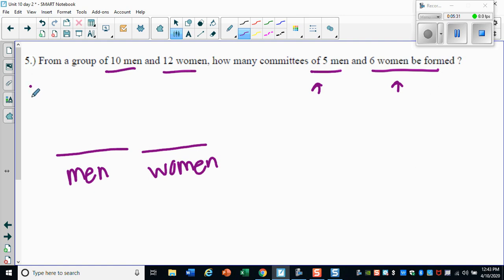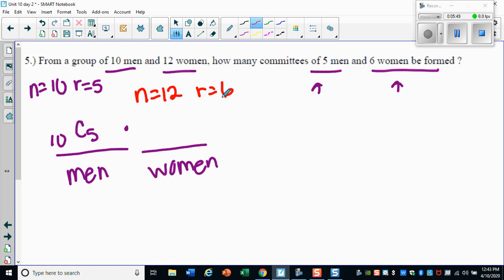So for my men, I know I have a total of 10 men. I want to choose 5 of them, so 10 choose 5. I'm going to multiply that by the number of possibilities for the women. So the women, there is a total of 12 to choose from. I want 6 of them, so 12 choose 6. Okay, and I'm going to multiply that out together on my graphing calculator. Pretty lot of possibilities. So 232,848.